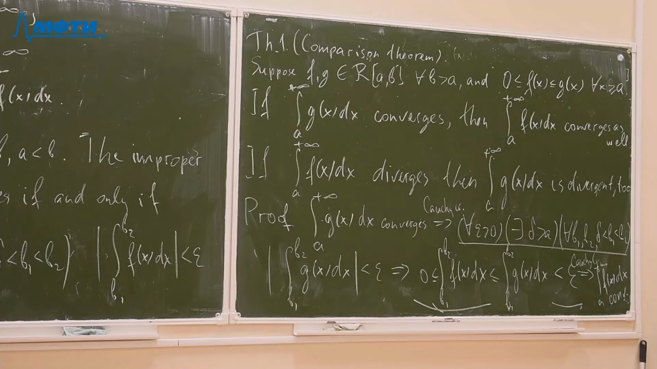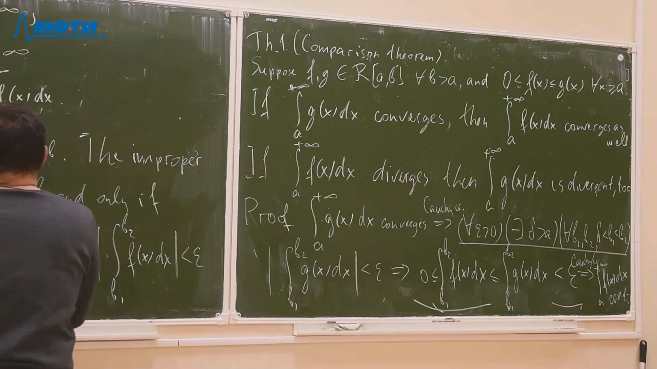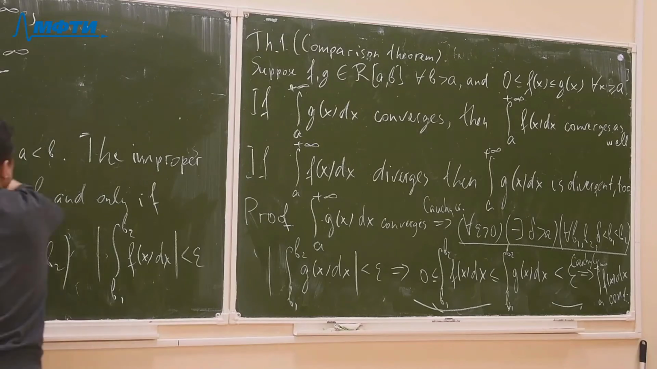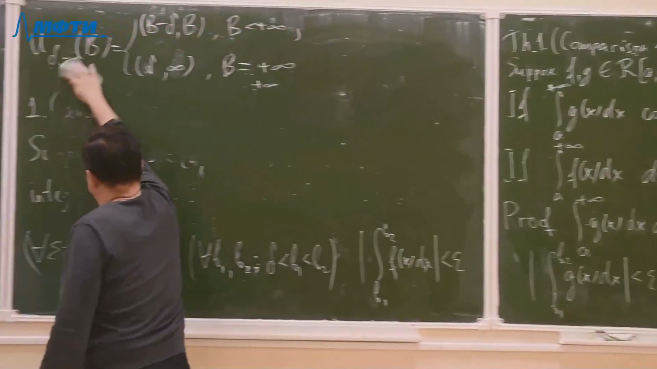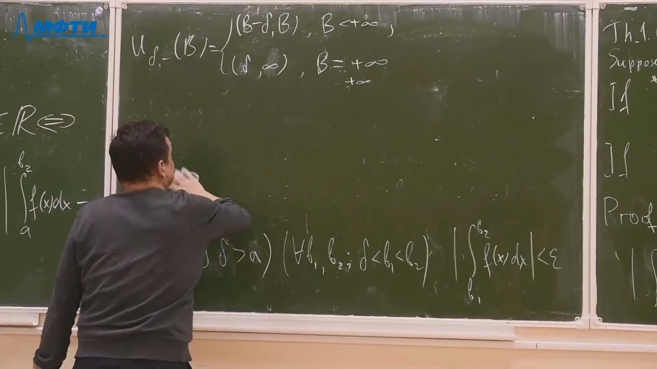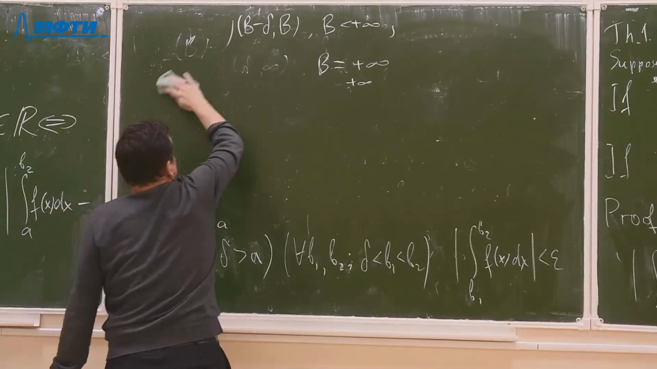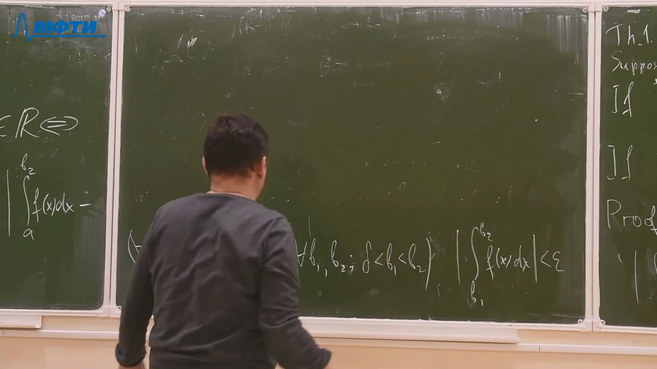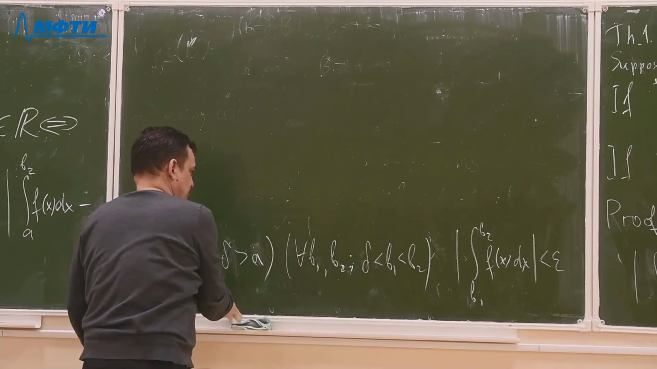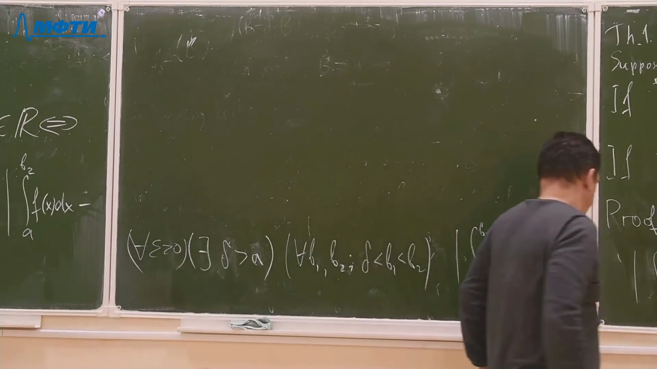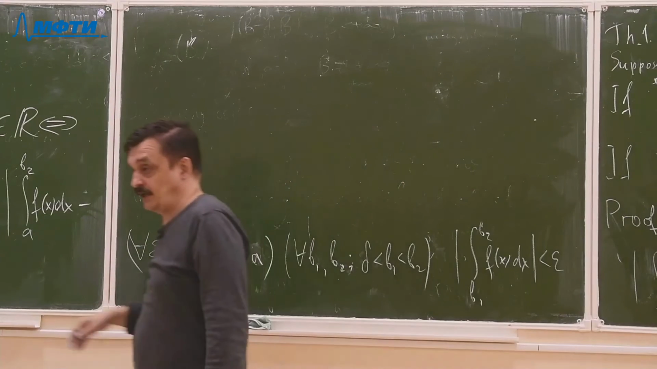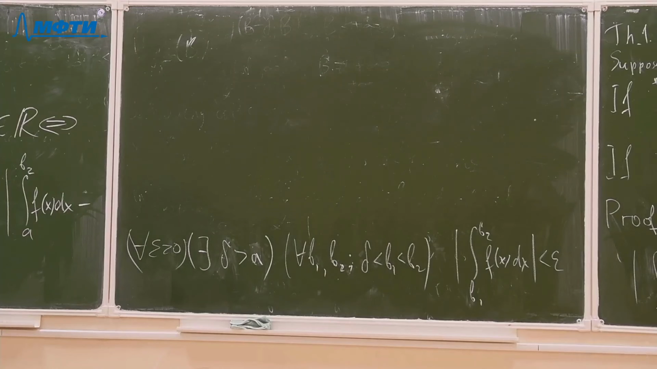Now, the opposite direction. In the opposite direction, we should consider an assertion opposite to the Cauchy criterion. So what does it mean? Negation. So what is the negation of the Cauchy criterion?